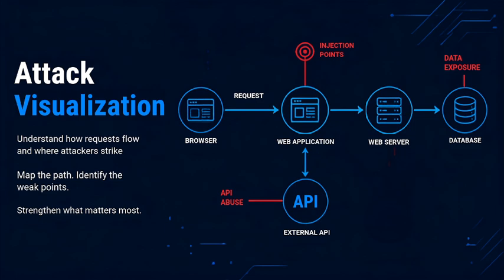Now let's look at a simple example of how a web attack can happen. It starts with a request being sent to the web application. If the application does not properly validate or process the input, an attacker may be able to manipulate the request. The vulnerable application then processes the malicious input and may interact with the server or database in an unintended way. If the vulnerability is successfully exploited, the attacker may gain unauthorized access to information or functionality.